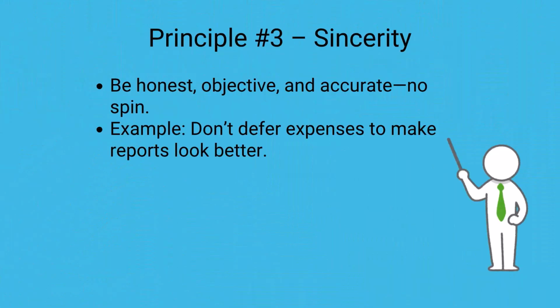Principle number 3, sincerity. Be honest about the numbers. The third GAAP principle is sincerity, and at its core, it means this. Accountants are expected to be truthful and objective in the way they present financial information. No spin, no sugarcoating, no massaging the numbers to make things look better than they are. This principle is what gives financial statements their integrity. If the information isn't honest, the whole system falls apart because every user of those financials is relying on the assumption that the numbers reflect reality.